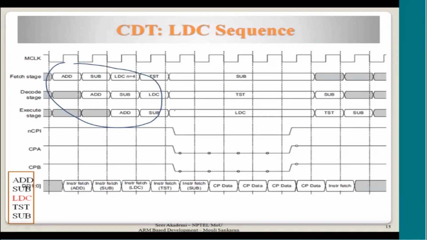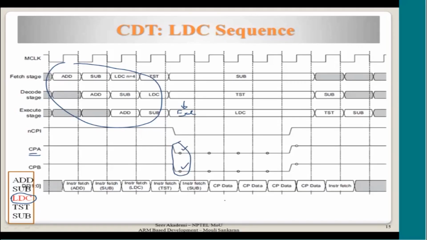At this moment, the LDC instruction, which is load coprocessor, has come to the execute stage of the ARM. Similarly in the coprocessor also. Now the coprocessor has said that I am available. Absent is low means it is present, and busy is low means it is not busy. That means the coprocessor accepted the instruction. That means the coprocessor is going to perform the data transfer with the help of ARM.